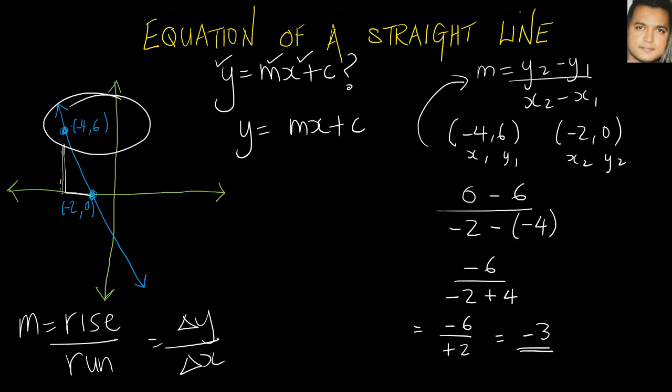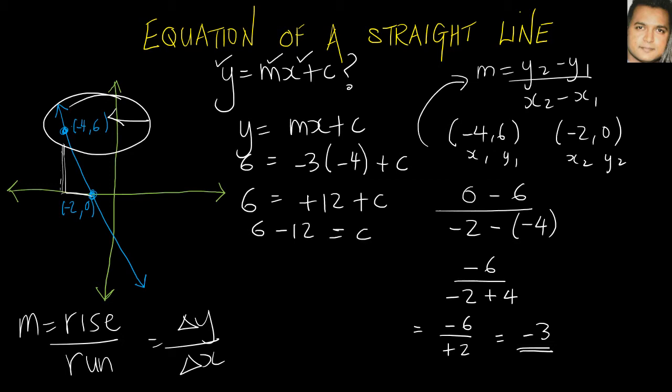So my y value from this point here will be 6 is equal to, my m value is minus 3, x value is minus 4. Remember, it's mx, so that means there's a multiplication taking place. So you put it in a bracket, and plus c. That's the one I'm going to work out. So I'll have 6 is equal to plus 12 plus c. Now remember, the plus 12 needs to go on the other side. 6 minus 12 is equal to c. So minus 6 is equal to c.